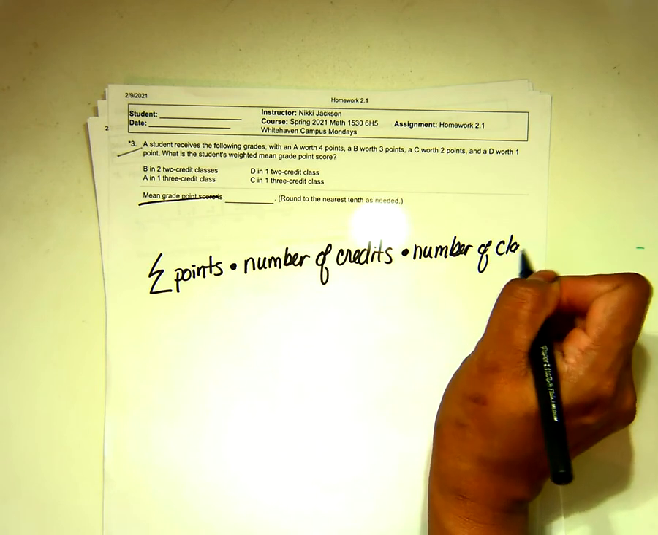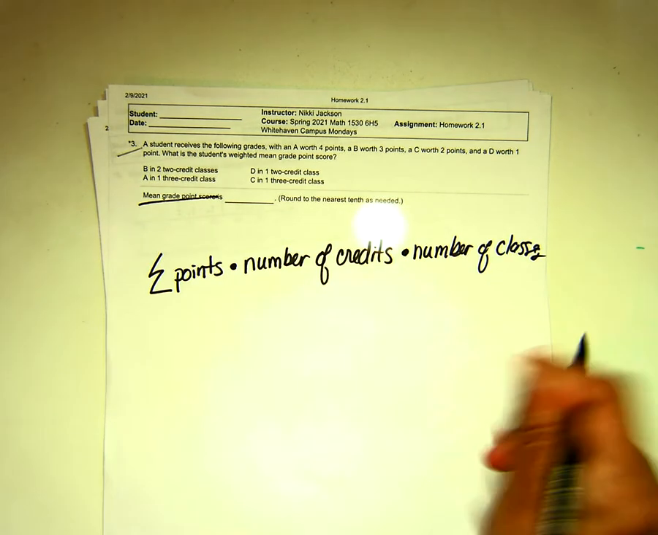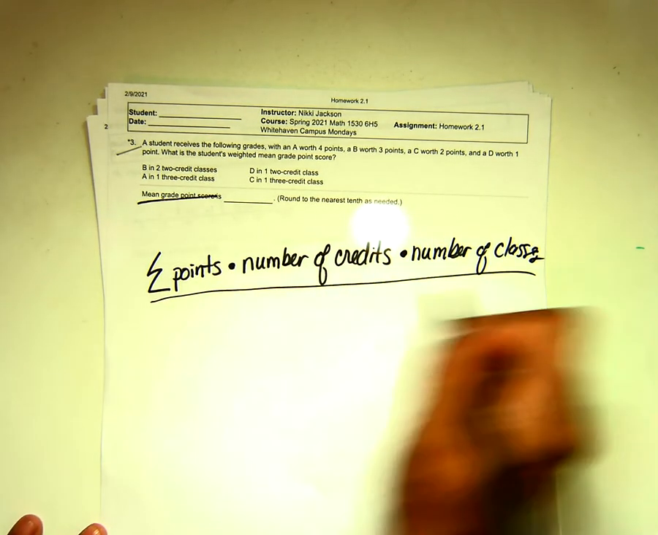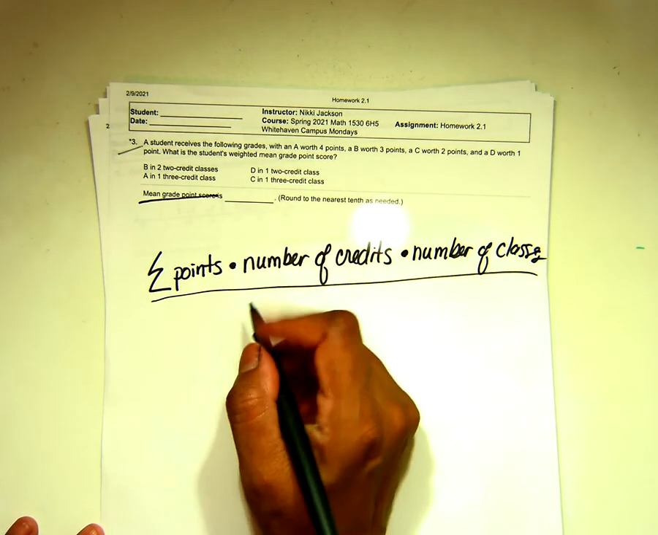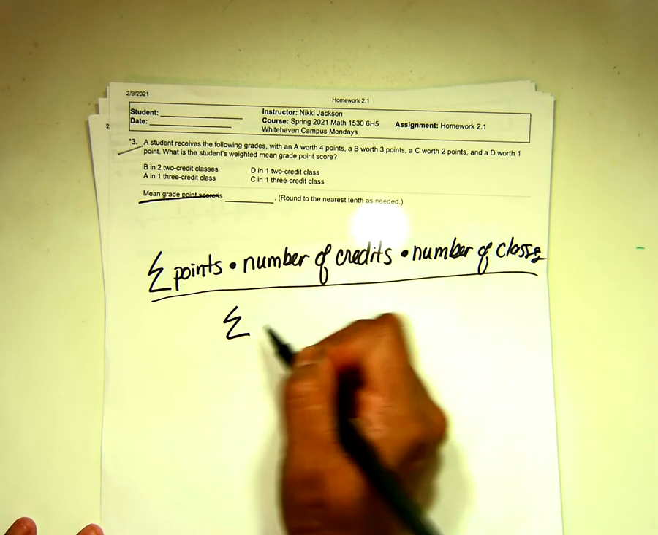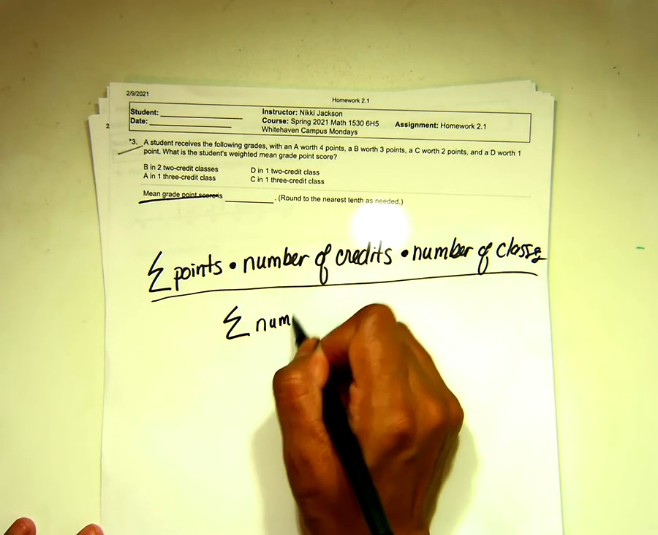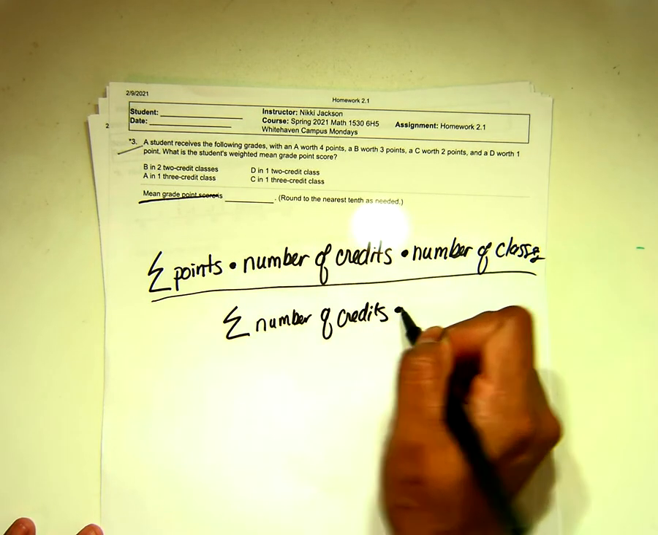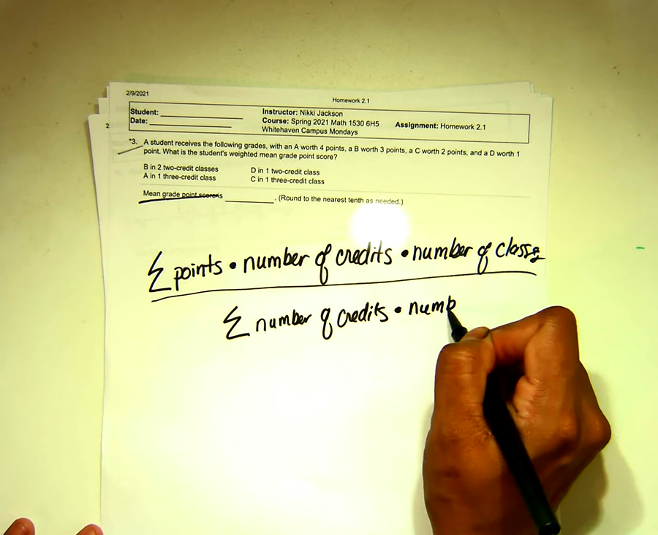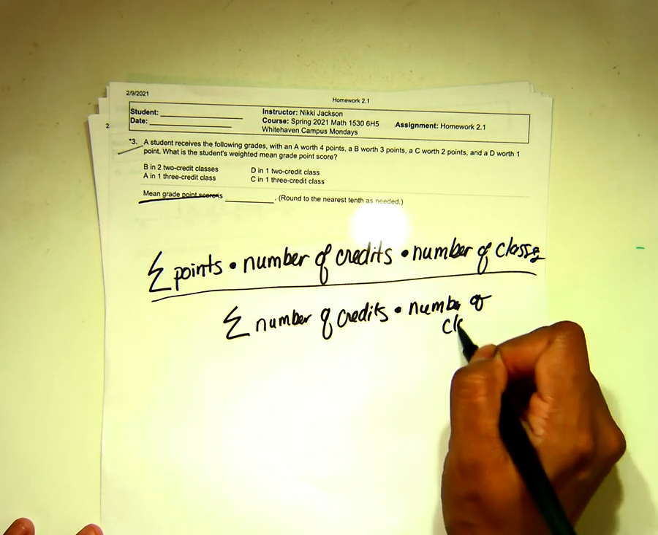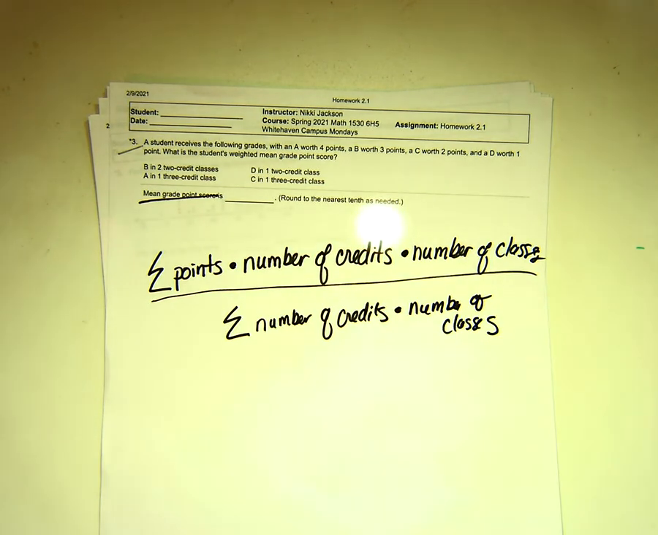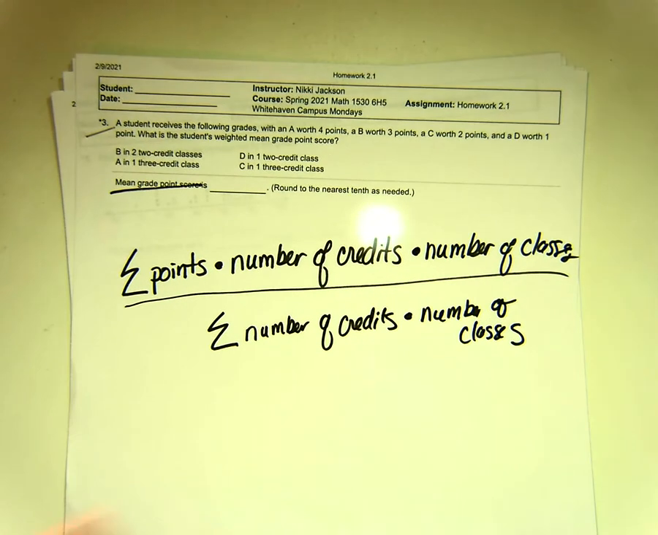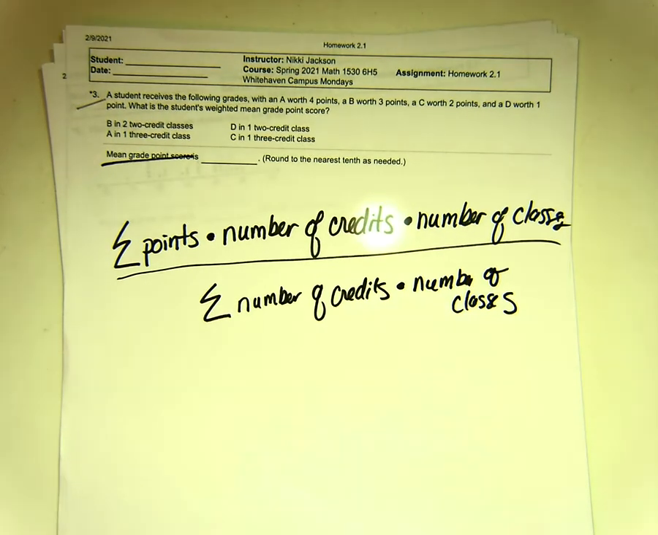So I'm going to show you a different way, and I just try to squeeze it all in. So that's just the numerator. The denominator now will be the sum of the number of credits times the number of classes. So the way I'm going to do this is going to be a little bit different. But make sure that you're able to zoom in. Let me do that as well. I got a glare, so hopefully you guys will be able to see it.